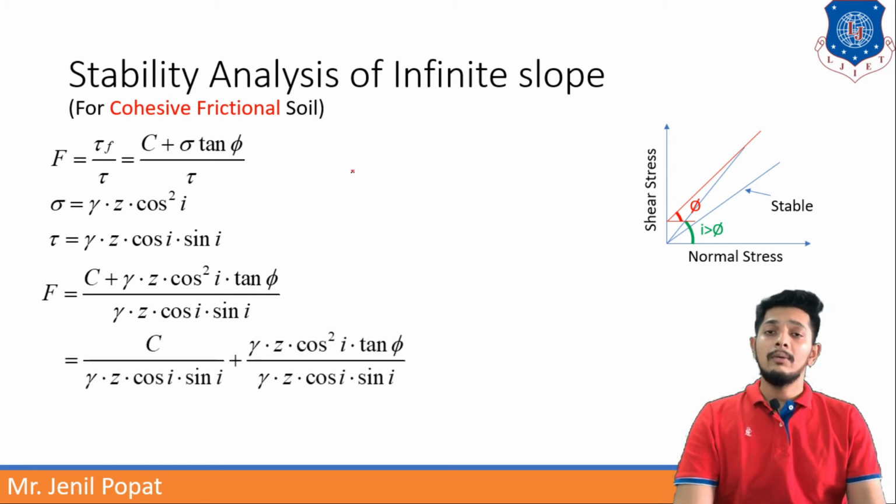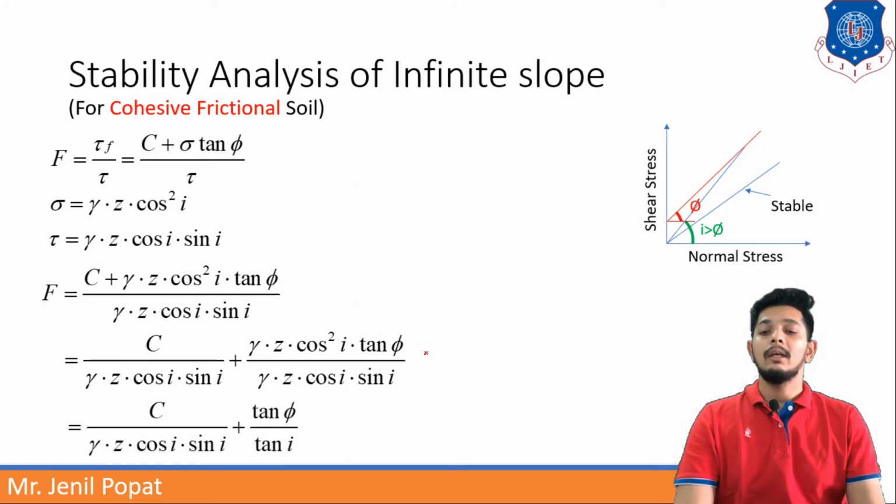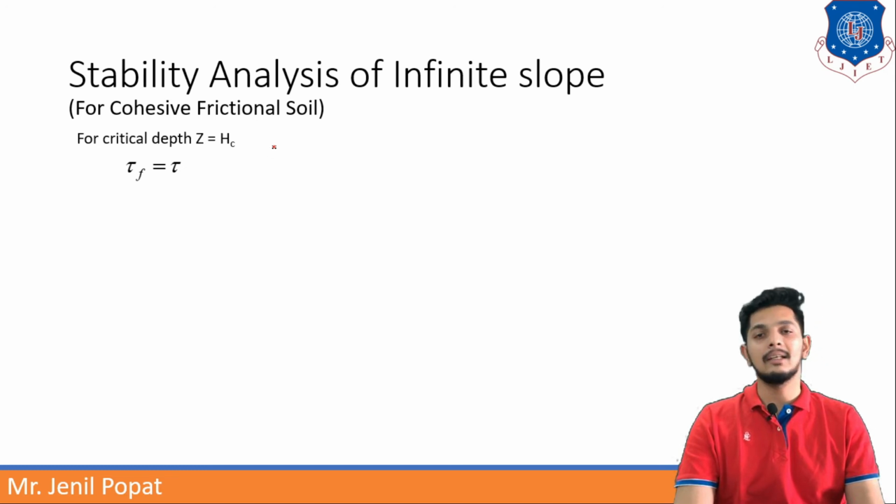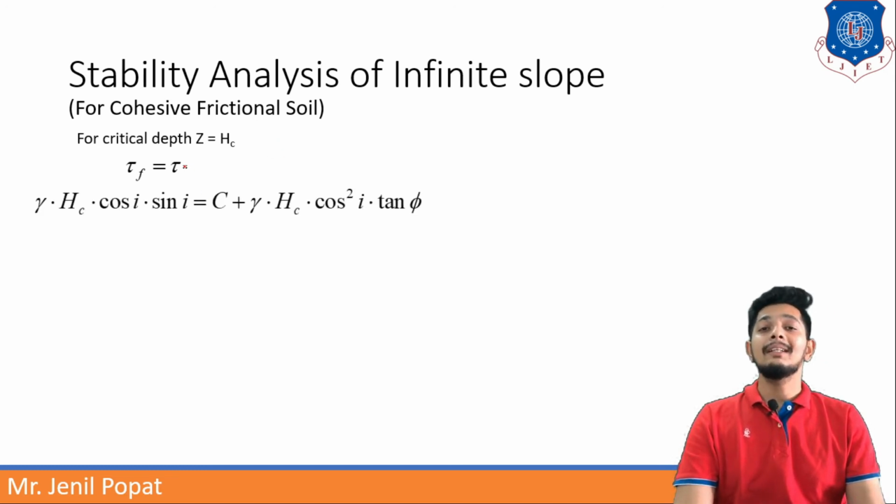Further, dividing both terms individually, we can write like this, and the right hand side term will be converted into tan phi upon tan I. Ultimately, at critical depth, that is the depth after which it will be unstable, let us assume that depth z is equal to hc, that is the critical depth or critical height. There tau f is equal to tau because of failure.